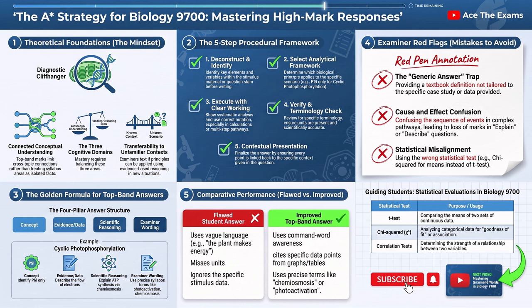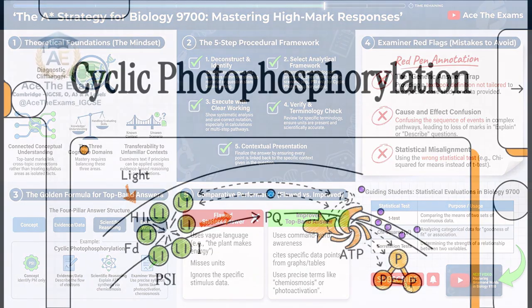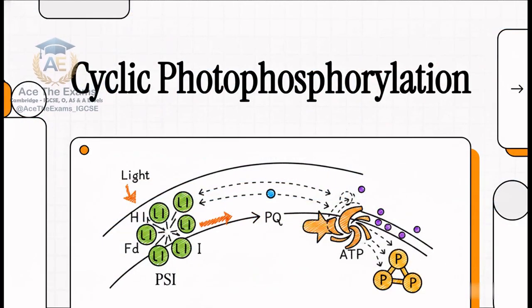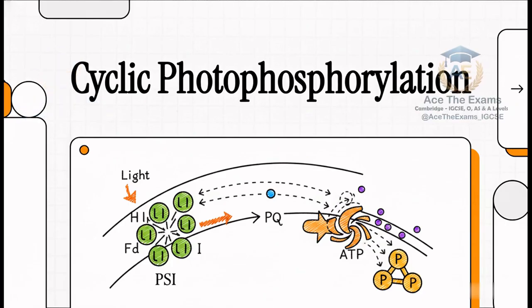Okay, let's get straight into it. Mastering 13.1 cyclic photophosphorylation, specifically the part involving photosystem I and ATP synthesis, is absolutely essential for your Cambridge Biology 9700 success. And I'm really not exaggerating here. This specific topic shows up in literally every single examination series. It's guaranteed. But if you don't know exactly what the examiners are looking for, you're just leaving guaranteed marks on the table. So today, we're going to expose exactly how to secure those marks.